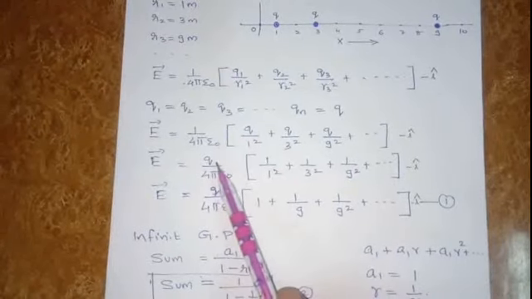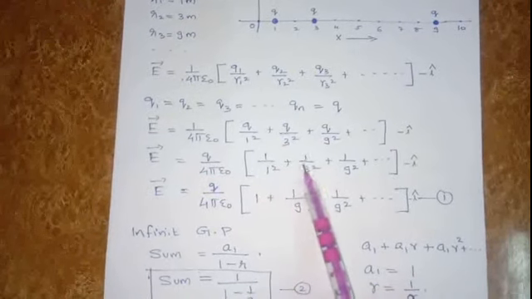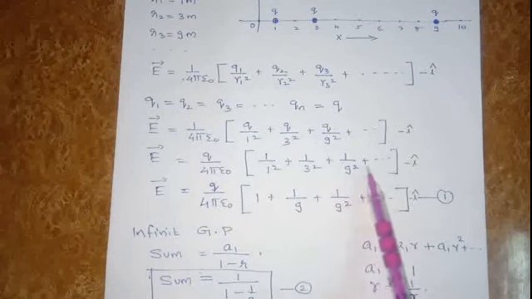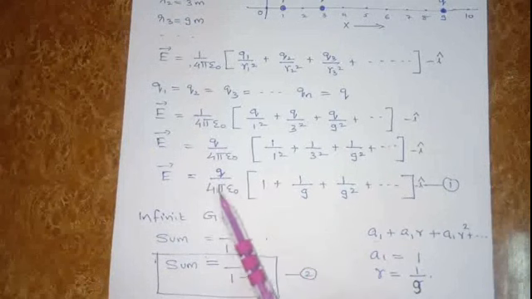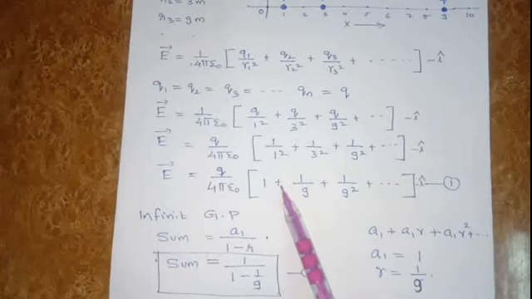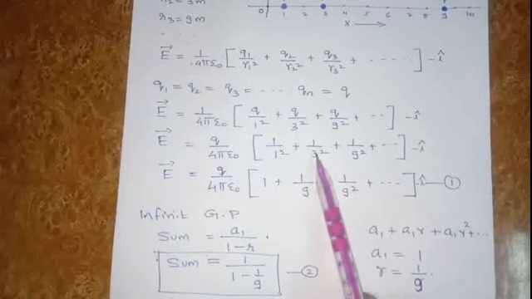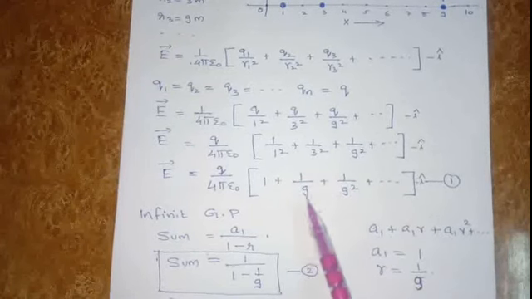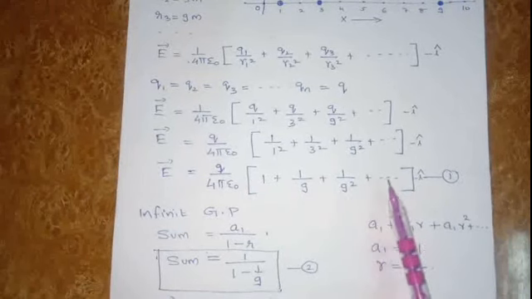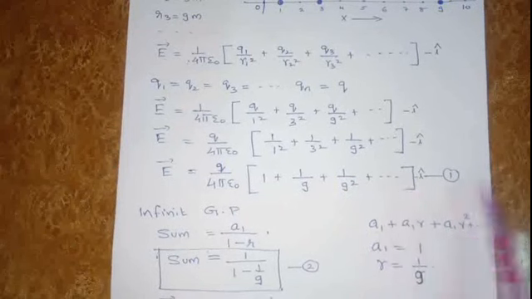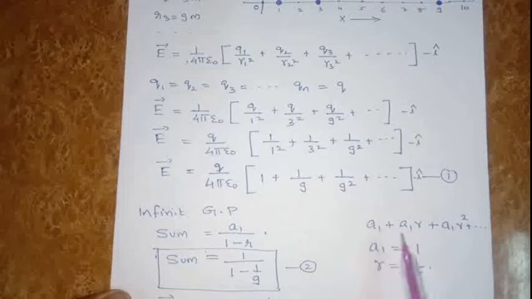Therefore net electric field E is equal to q by 4 pi epsilon 0 into 1 by 1 square plus 1 by 3 square plus 1 by 9 square plus etc. 1 by 1 square can be taken as 1 only. Therefore it will be q by 4 pi epsilon 0 into 1 plus 1 by 9 plus 1 by 9 square plus etc., because 3 square is 9. Therefore 1 plus 1 by 9 plus 1 by 9 square plus, and the next term will be 1 by 9 cube plus etc.